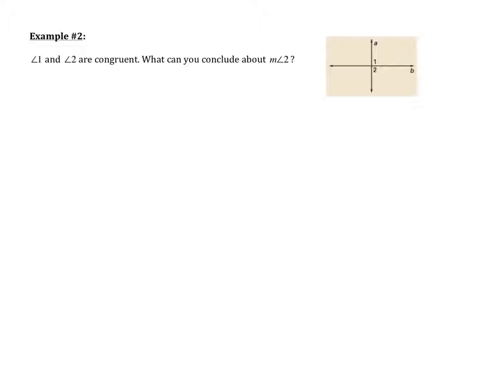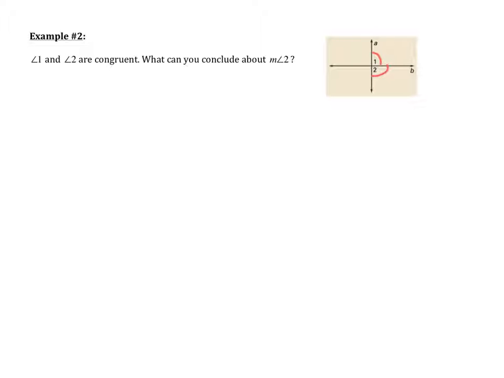Example number 2. Angle 1 and angle 2 are congruent. What can you conclude about the measure of angle 2? So this is applying that first theorem that we talked about. Angle 1 and angle 2 are a linear pair. We are told that angle 1 is congruent to angle 2, so I'm going to mark that on the diagram. I have a linear pair that is forming two congruent angles. Therefore, according to that first theorem, I know that angle 2 must be 90 degrees because that would mean line A is perpendicular to line B.